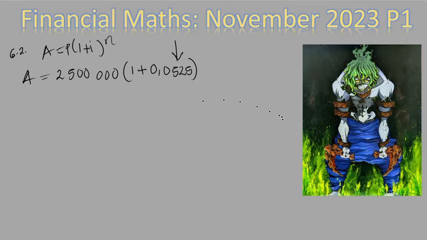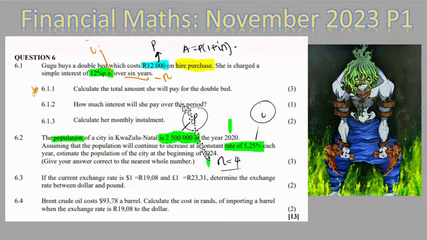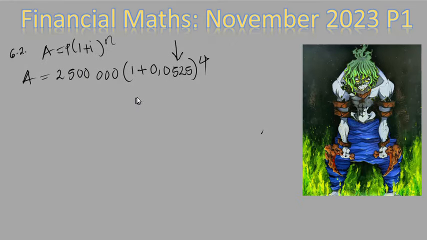Okay, what is the period? We said our N is 4 years. Right? Let's confirm. It's 4 years from 2020 to 2024. And then what's left here is for us to just make calculations.